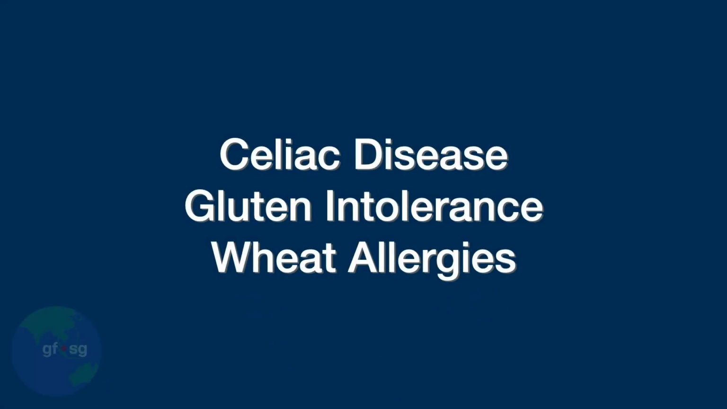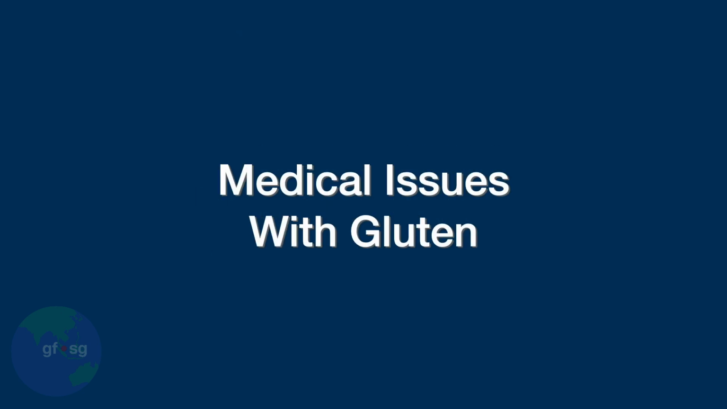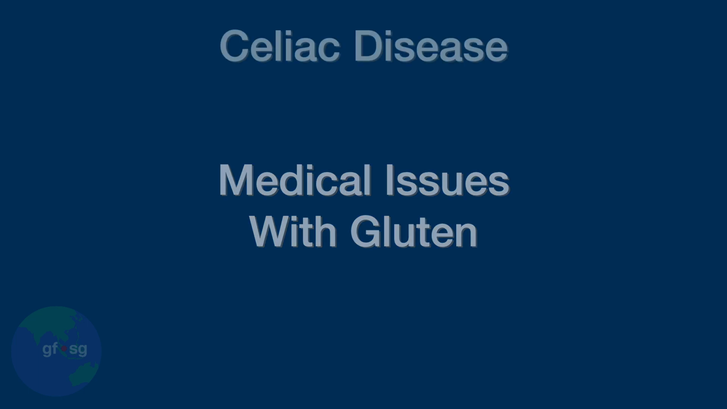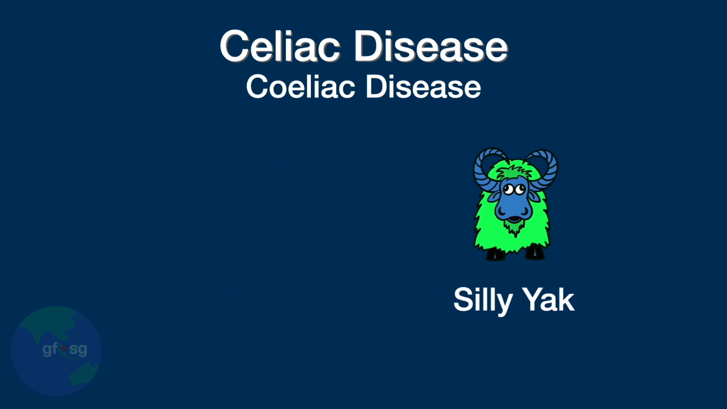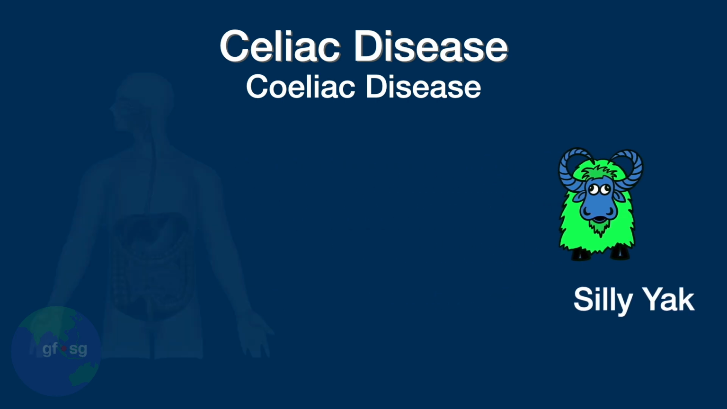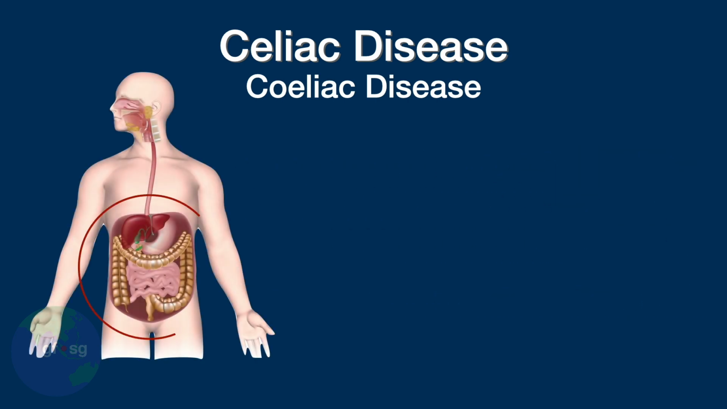Celiac disease, gluten intolerance, and wheat allergies. There are several medical conditions that are linked directly to gluten. One of the most well-known is celiac disease. You may see celiac spelled two different ways. Both are correct. To help you remember the pronunciation, think of celiac. The word celiac comes from the Greek word for abdomen, and originally described pain in the belly.